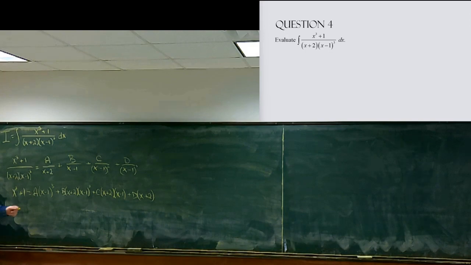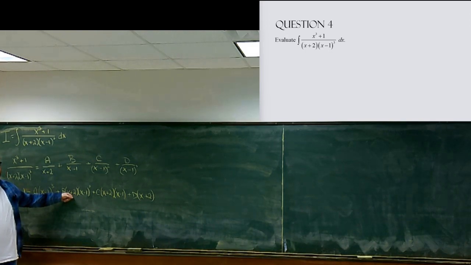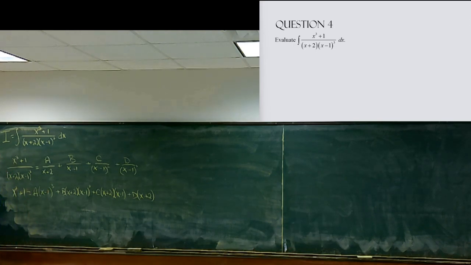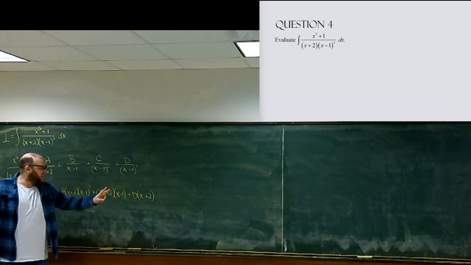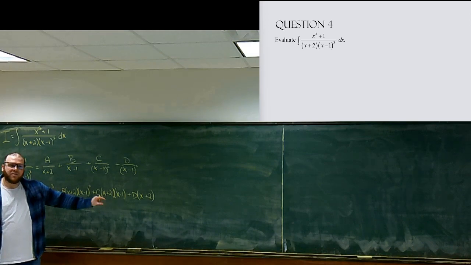We can get A very easily, right? By setting x equal to -2, that would give us A. However, we can also get D easily by setting x equal to 1. But you will not be able to get B and C that way.